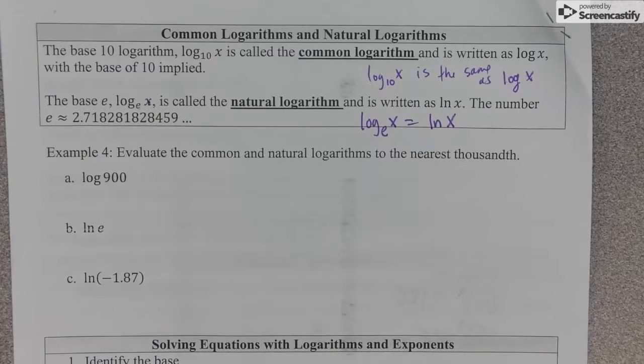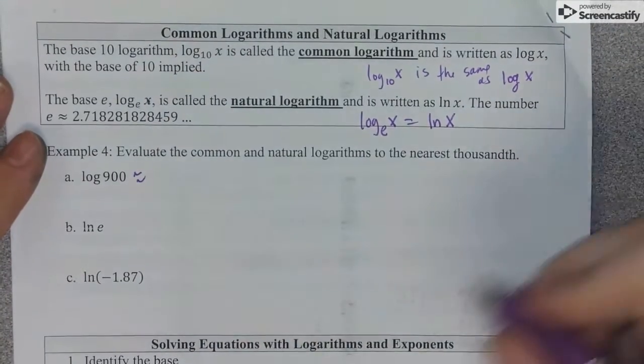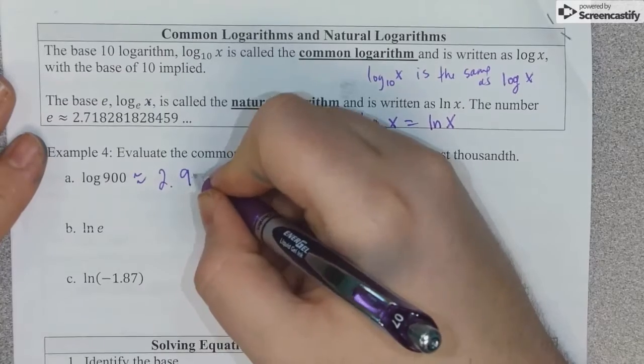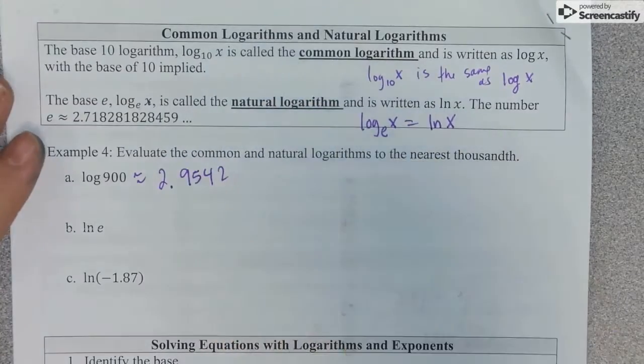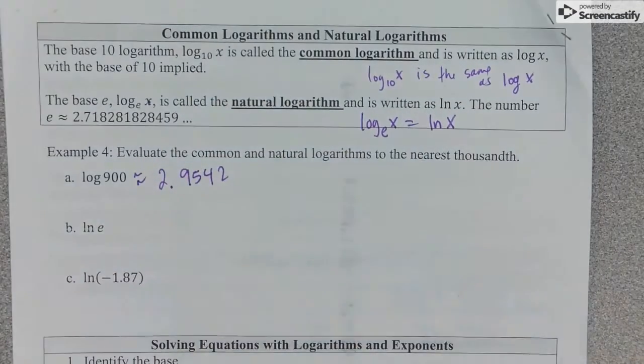The next part, this example 4, has to do only with common logarithms and natural logarithms. So log of 900, and the nice thing is your calculators by default use the log base 10. So you could just plug these into your calculator and get a value. So log base 10 of 900 would be approximately 2.9542. And you could round that to 2.95 if you would want to. So that would be the log of 900. You just type log 900 in your calculator, and it'll give you 2.9542.